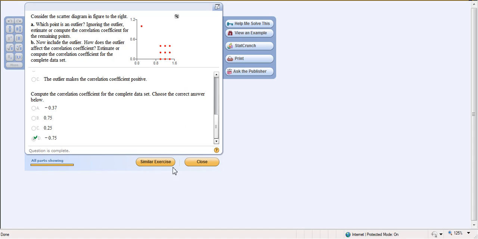So this exercise, again, is just to kind of look at the scatter plot and get a rough idea of what the correlation coefficient might be.